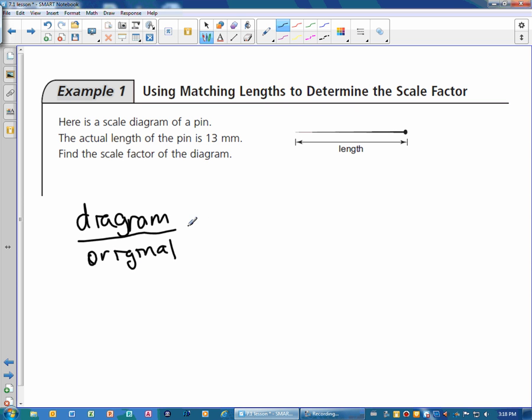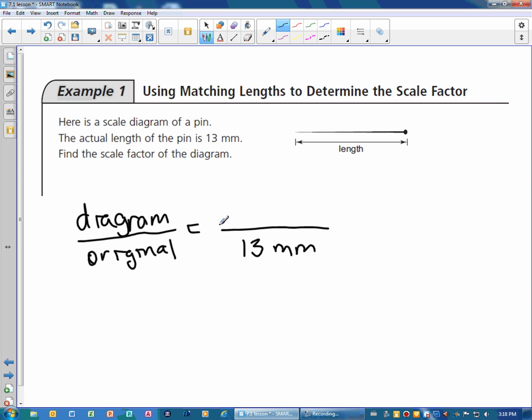You need to get a ruler, okay? Because you need to measure the length on the diagram. It says the actual length of the pin is 13 millimeters. So that's going to go on the bottom. That's the original. We need to know what the length on the diagram is. So you need to get a ruler out, and you need to measure the length on your paper.